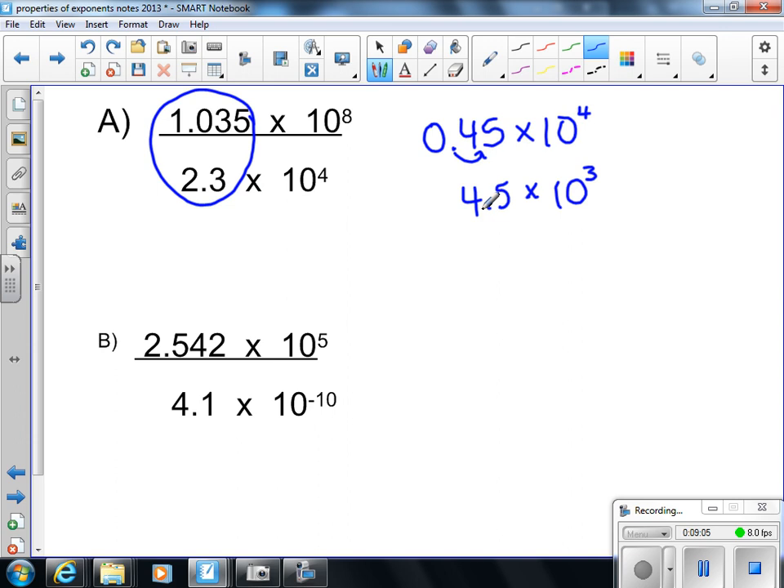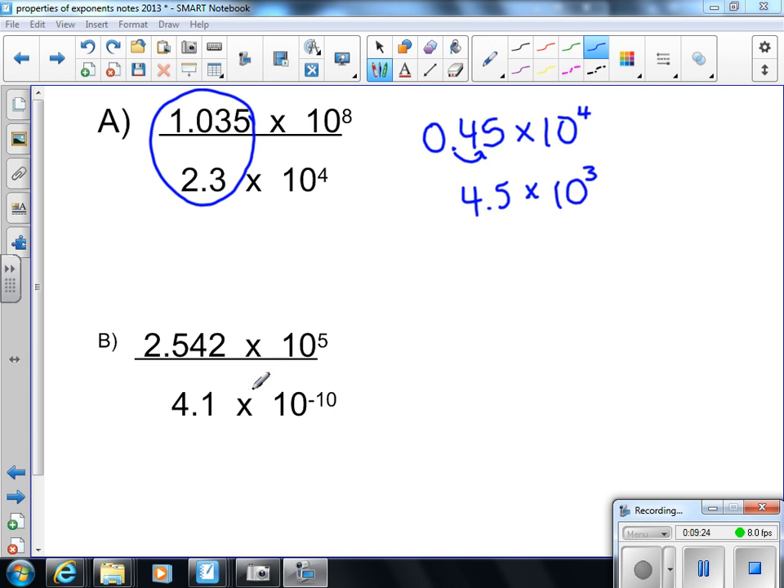If you want it in true scientific notation, remember the first digit has to be between 1 and 10. So it has to be less than 10, but it could be a 1. So between 1 and 9.